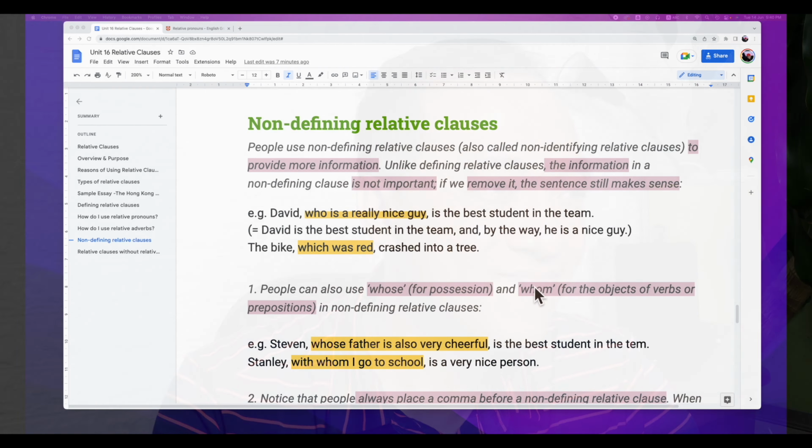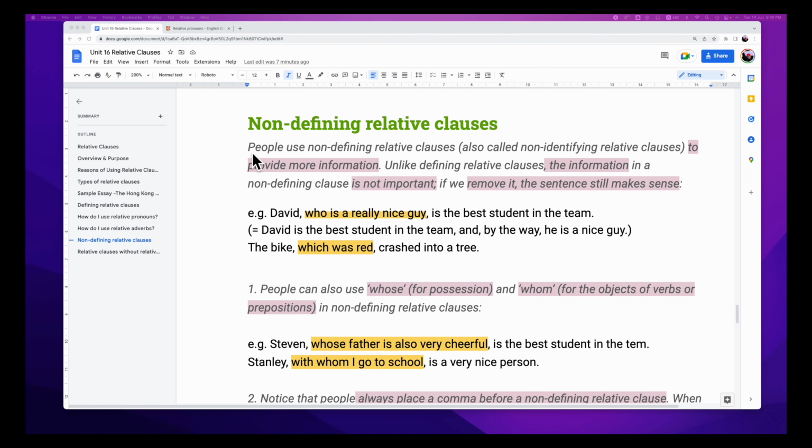Let's take a look at the following examples. People use non-defining relative clauses, also called non-identifying relative clauses, to provide more information. Now, unlike defining relative clauses, the information in a non-defining clause is not important. If we remove it, the sentence will still make sense.